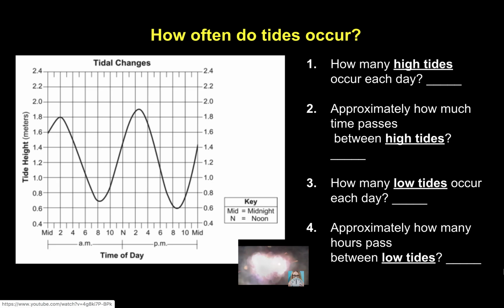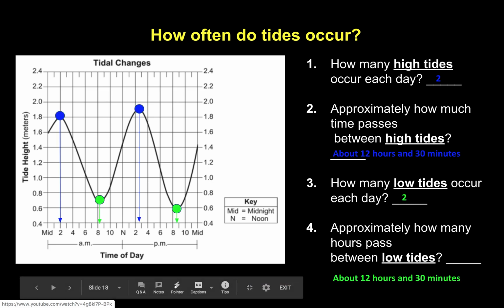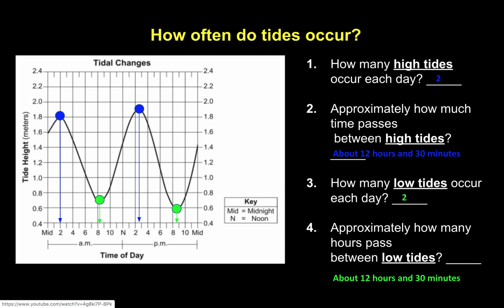Alright, time is up. Let's look at the answers. So, how many high tides occur each day? Well, the high tides are where the peak of the tidal height is. So there are two, where those two blue dots are.